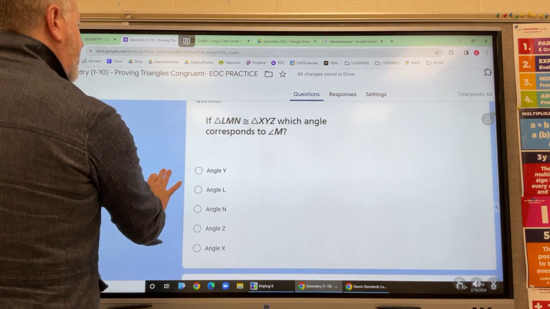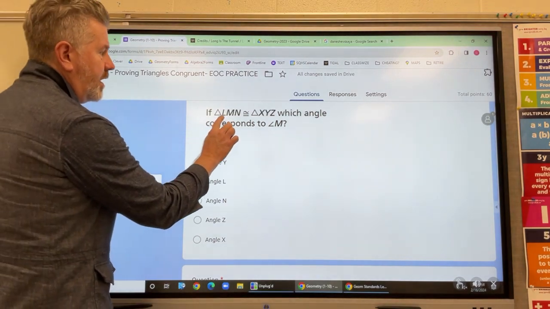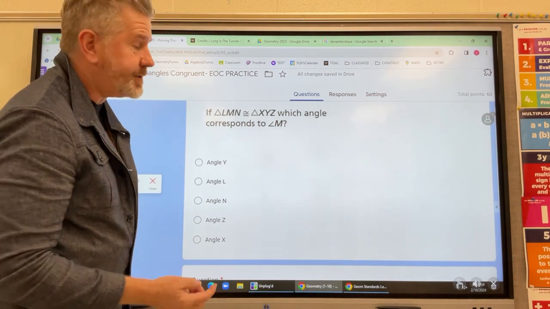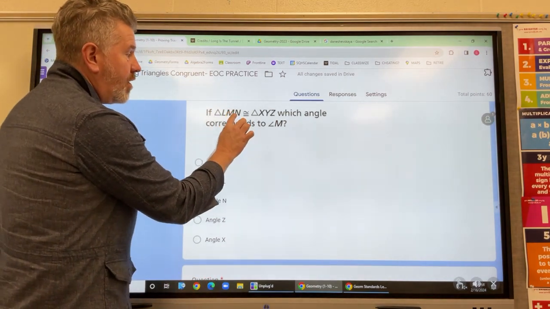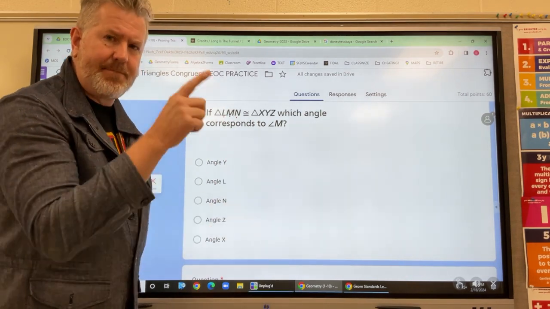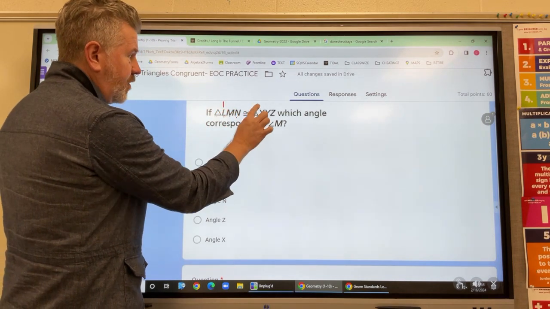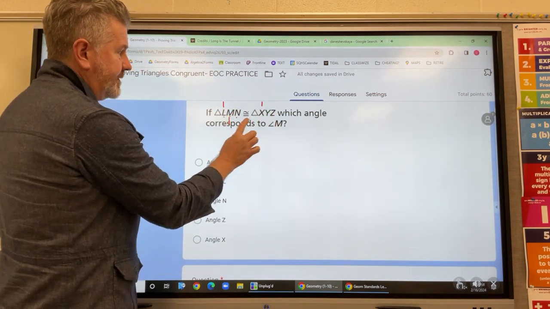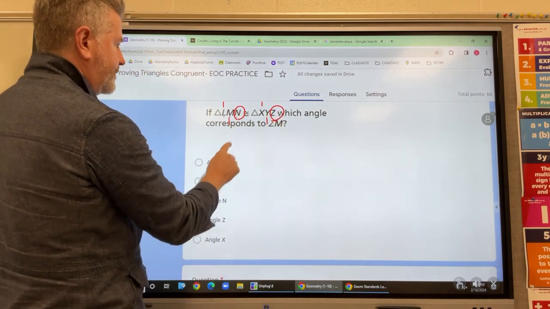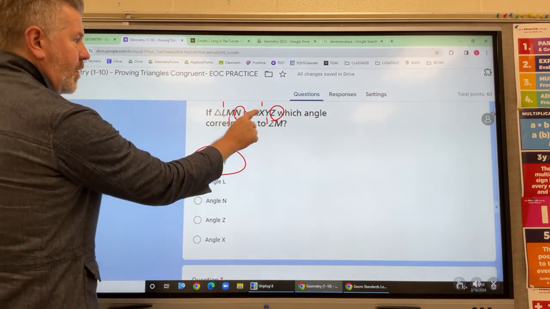It's looking good. If we know that two triangles are congruent, what angles correspond to what angles? Remember, the name of the triangle is named by the vertices. It's named by the angles on the corners. So, the order matters. L is going to correspond to X. M is going to correspond to Y. N is going to correspond to Z. So which one corresponds to M? That would be angle Y. There we go, right there. The middle one and the middle one.